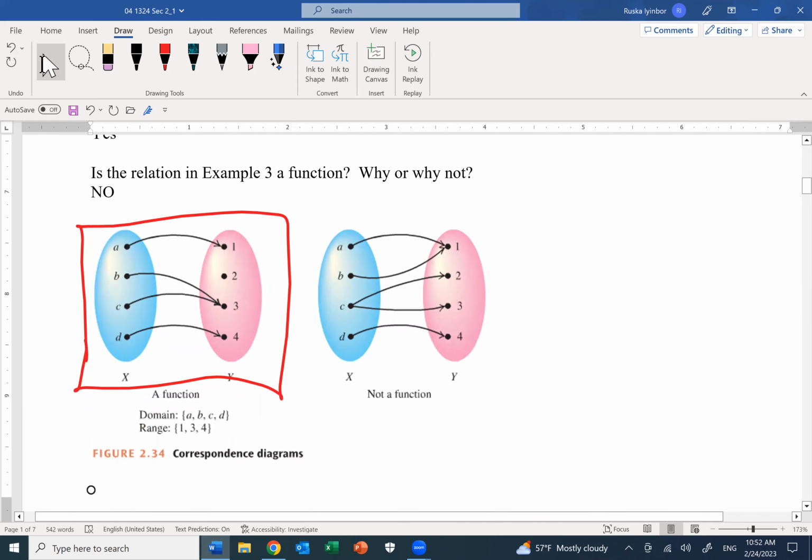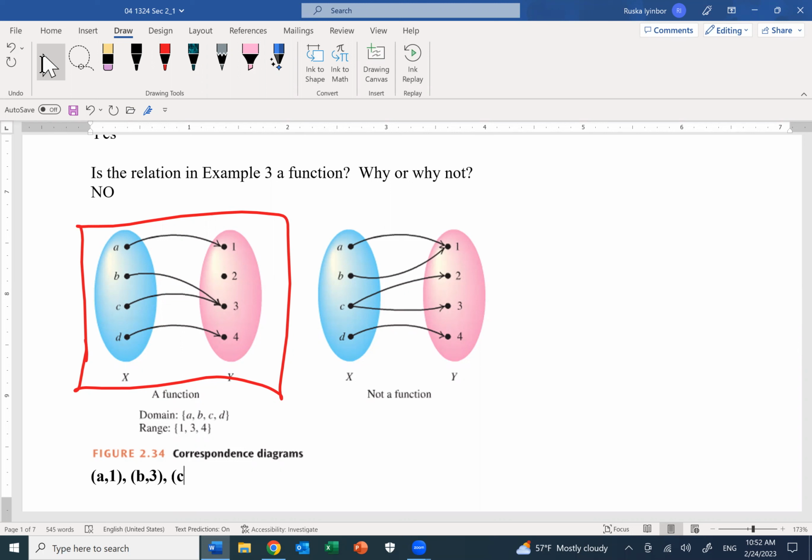So the first pair is A and 1. A is the x, 1 is the y. The second ordered pair is going to be B and 3. The next one is going to be C and 3. And the last ordered pair is going to be D and 4.